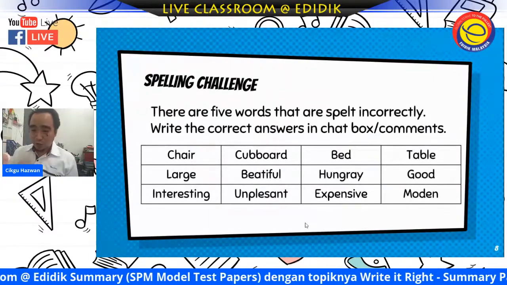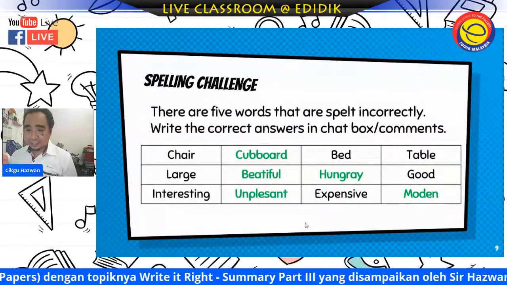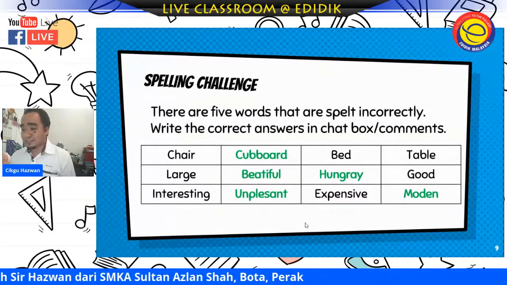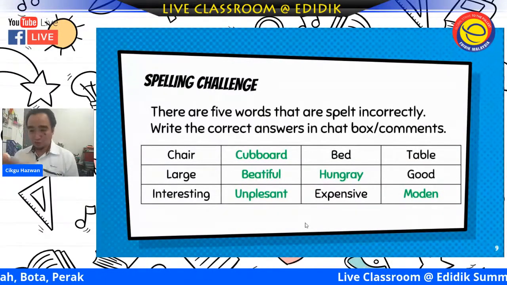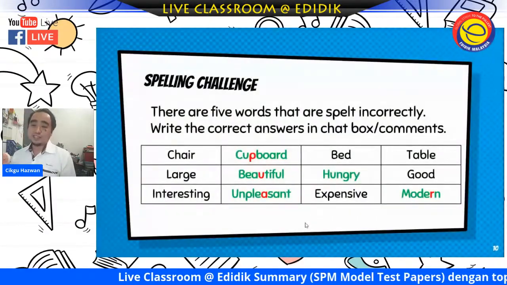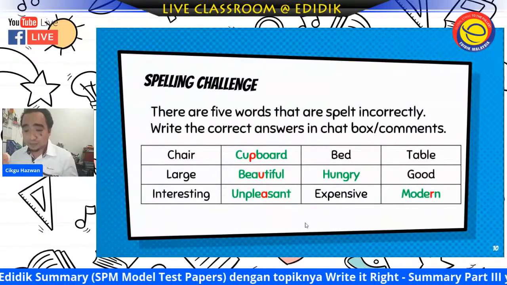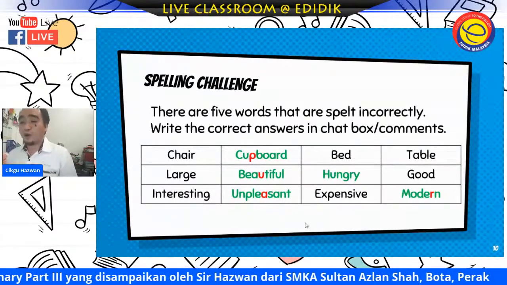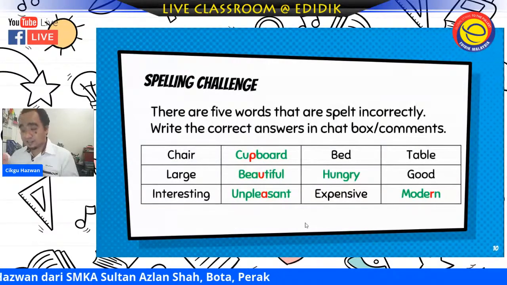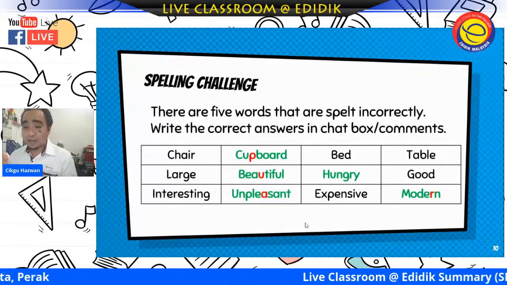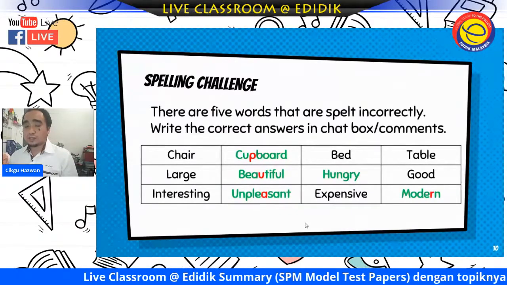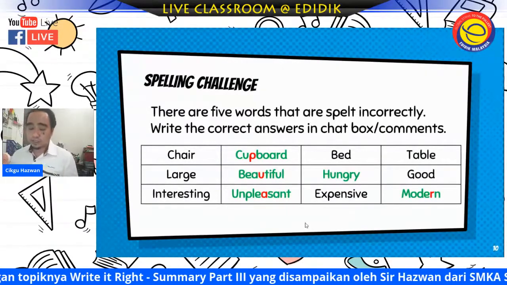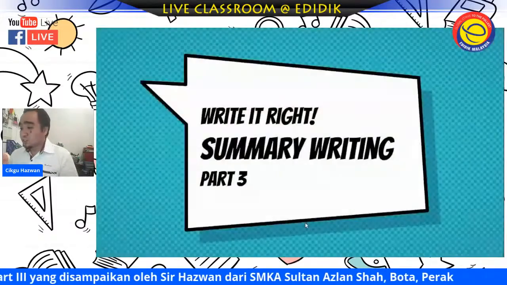Okay, cool. So let's take a look. There are 5 words that are spelled incorrectly. So the cupboard, beautiful, unpleasant, hungry, and modern. This is the correct spelling. Even though you pronounce it with a silent p, cupboard, you still have to spell it with the p. And beautiful, hungry, modern, even though you silence the r, you still need to spell it with r. Same with unpleasant. Even though you silence the letter A, you still need to put an A when you are writing the word down. So wonderful. Everybody is ready now.